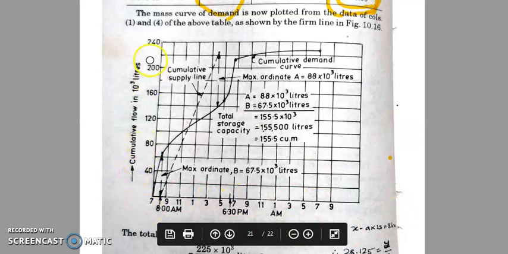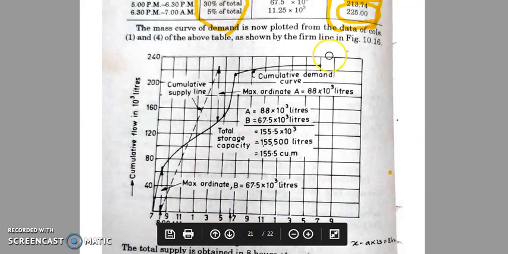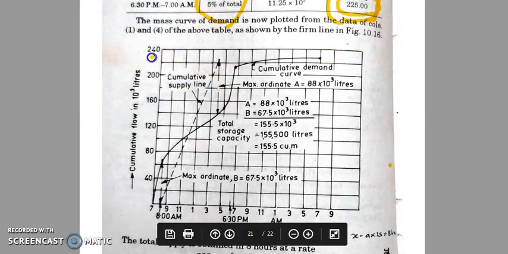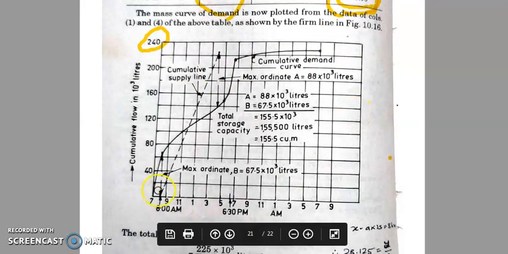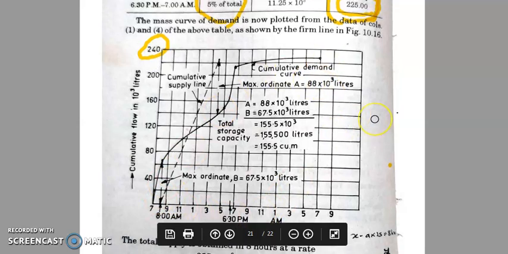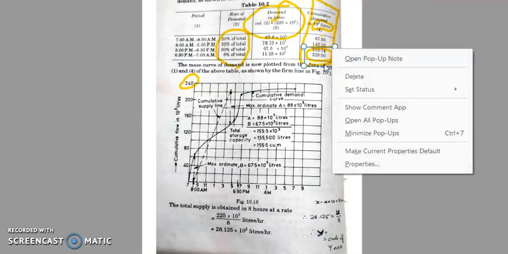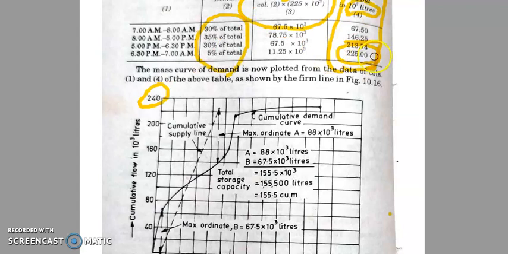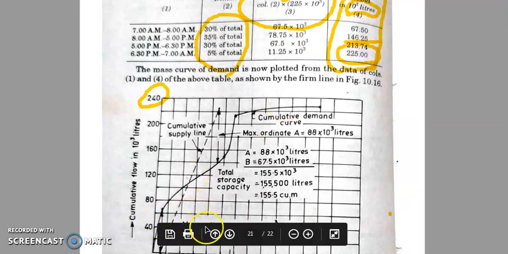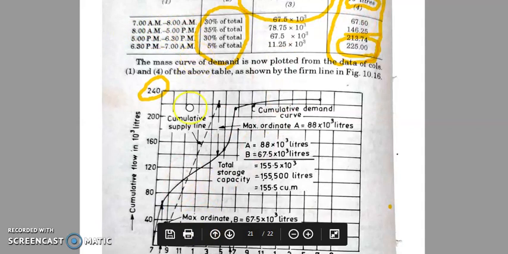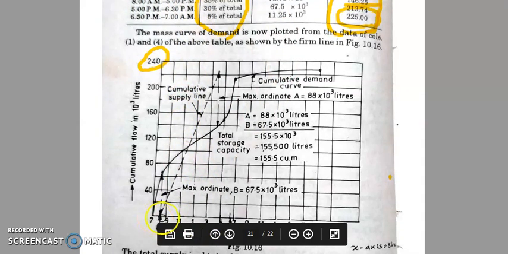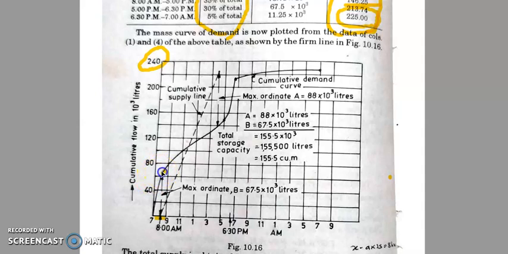And the cumulative flow is in 10 raised to 3 liters. So the maximum value is 225, and they have taken the axis up to 240. Right. So the first thing you are going to plot is 67.5. What is the timing? 7 a.m. to 8 a.m. So you can see here 7 a.m. to 8 a.m., this at 8 is here. At that point the value of the cumulative demand is 67.5. So 40, 50, 67. Here it is.